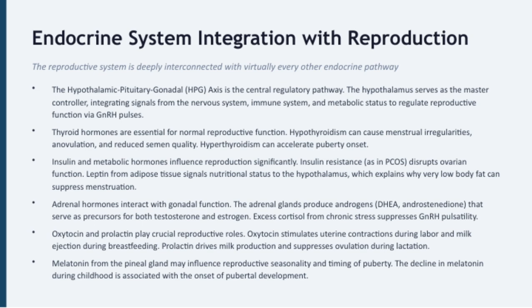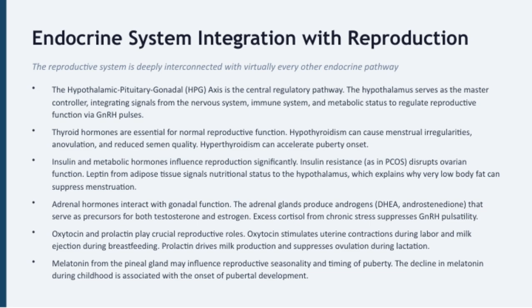Now, thyroid hormones also play a vital role in reproductive health. If someone has hypothyroidism, they might experience menstrual irregularities, problems with ovulation, and even a decline in semen quality. On the flip side, hyperthyroidism can actually speed up the onset of puberty. So, thyroid function directly influences reproductive timing and function. Insulin and other metabolic hormones are also key players. For example, insulin resistance, like what we see in PCOS, can really disrupt ovarian function.